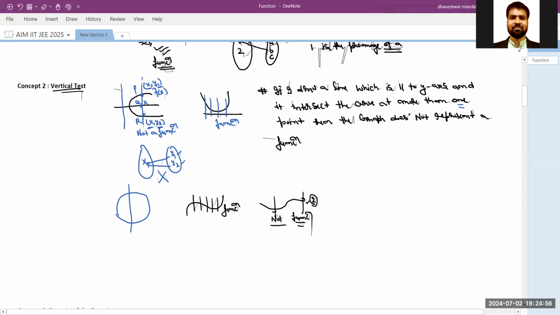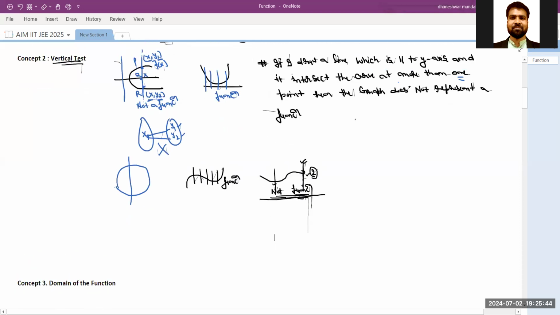Because in a mathematical statement, either the statement is true or false. There is nothing like something which is a little bit true and a little bit false. So what I want to say from here is, if there is one point at which I draw a vertical line and it intersects the curve at more than one point, then this is not a function. I only want to find one point where the line intersects the curve at more than one point.